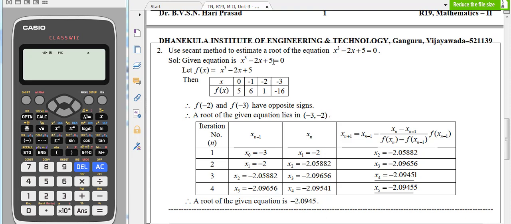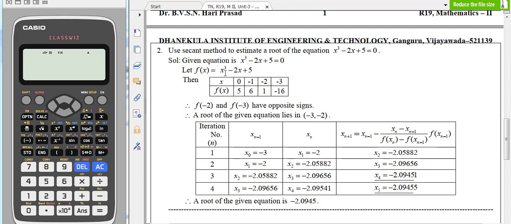We write it in the form f of x equal to 0, if it is not given in that form. Here it is given in the f of x equal to 0 form only. The expression on the left hand side, which is x cube minus 2x plus 5, is nothing but f of x here. And on having f of x, usually we note down the values of f of 0, f of 1, f of 2, f of 3, and so on, till two successive values are obtained with opposite signs.